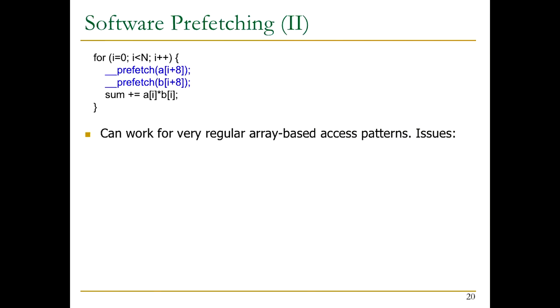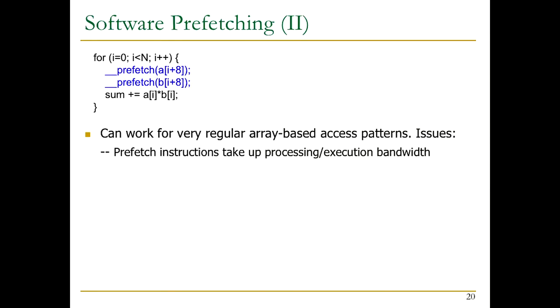So this iteration prefetches for 8 iterations ahead in this case. And this can work very well for regular array-based access patterns that look like this, right? Now, how do you determine how far ahead you prefetch? That's the difficulty. Well, that's one of the difficulties, right? And we'll get to that. But there are other difficulties.